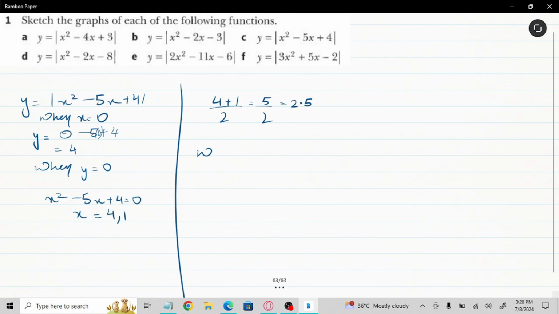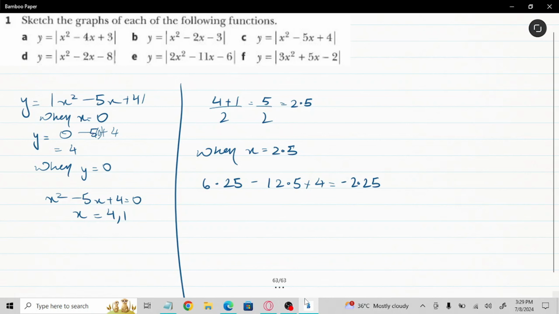So that's our midpoint. And when x is equal to 2.5, we have to find the stationary point y value. So 2.5 squared, 6.25. And what next? Minus 5 multiplied by 2.5, it's going to be 12.5. 12.5 plus 4, and that's going to be 6.25 minus 12.5 plus 4, and that's equal to minus 2.25.